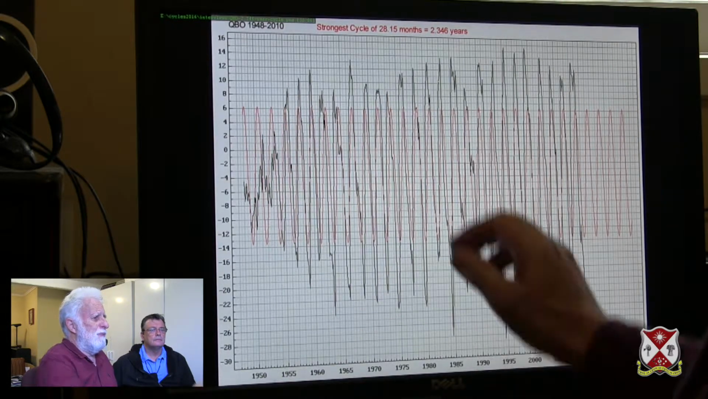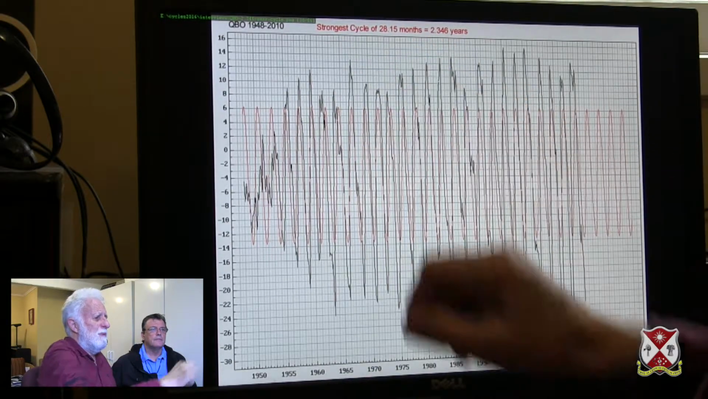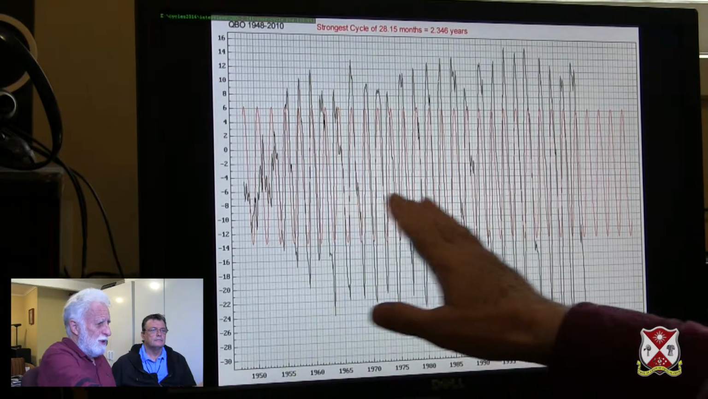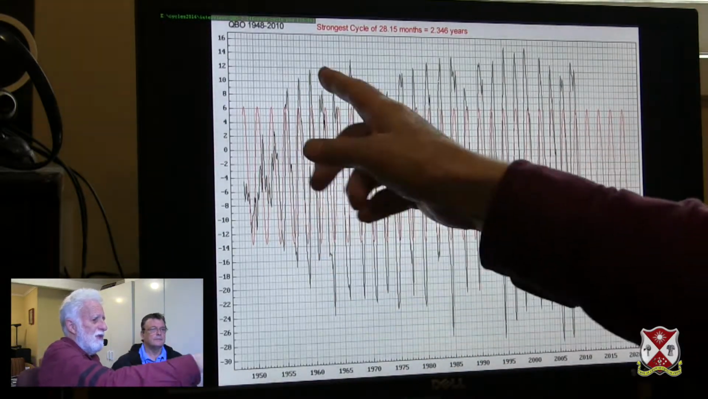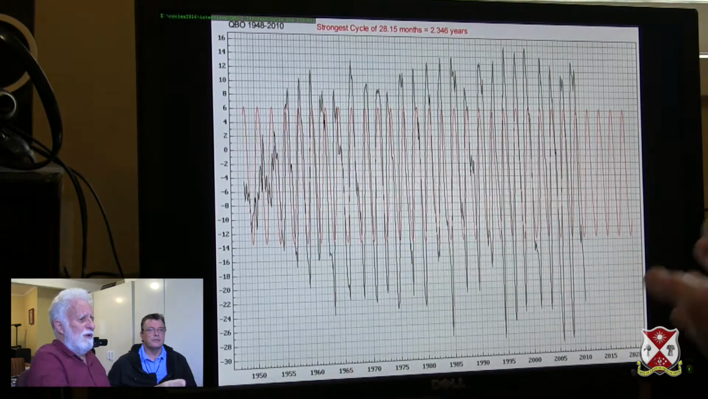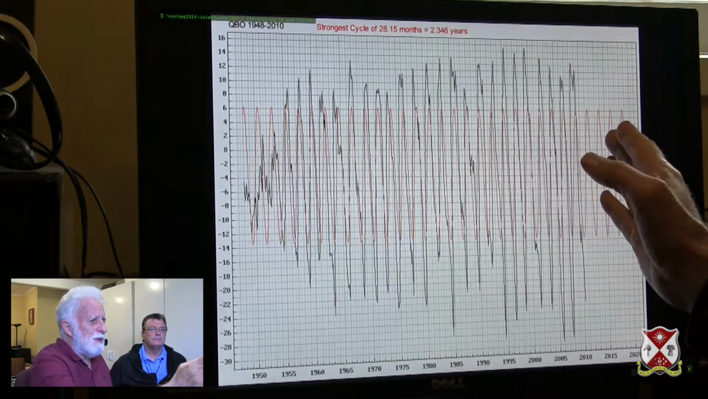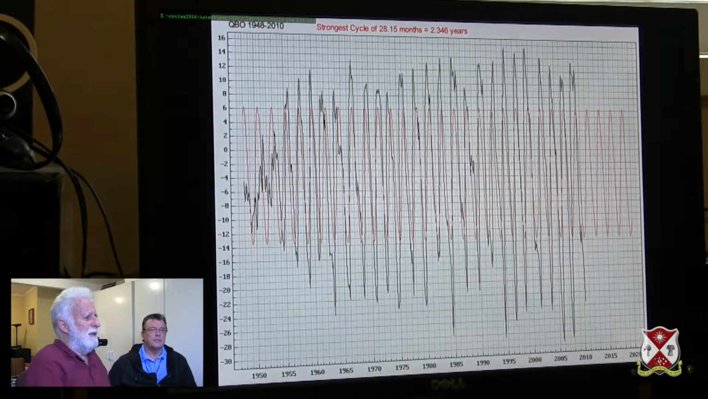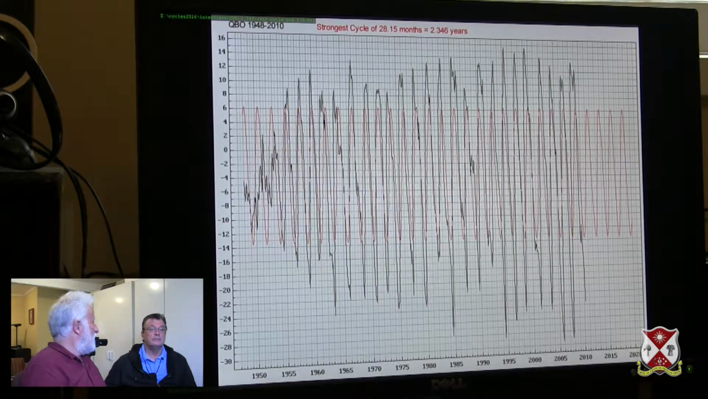So this is a fit of the strongest cycle in it, which is 2.346 years, or 28.15 months, and we can make a projection. Now in this case I'd have quite a lot of confidence in the projection of that one because it fits well. Occasionally it's a little bit early, a little bit late, but it never gets far off that and it phases back again. So I would think that you can project that a reasonable number of years ahead and have some confidence doing something like that. Seems reasonable.